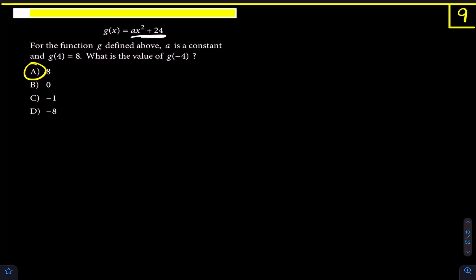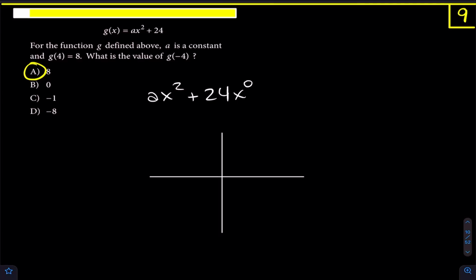First off, I can tell that this is an even function because it only has even powers of x. This term also is an even power of x because with 24, I can write this as ax squared plus 24 times x to the 0. So x to the 0 is just 1. So this is completely fine to write it like this because this will be 24 times 1, which is still 24. And here we have an even power of x. So again, it's all even powers. That's how I know we have an even function. And an odd function would be only odd powers of x.